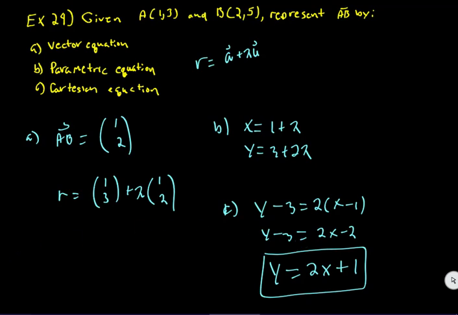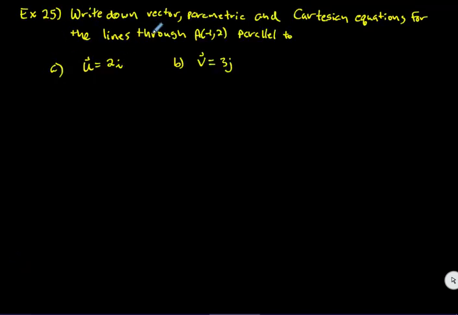Now, the next example here tells us to write down a vector equation, a parametric, and a Cartesian equation for the lines through point A, which is (-1, 2), and parallel to both of these. Now, if you notice, this vector is in our linear combination form, and that's 2i, so this is just a horizontal vector, right?